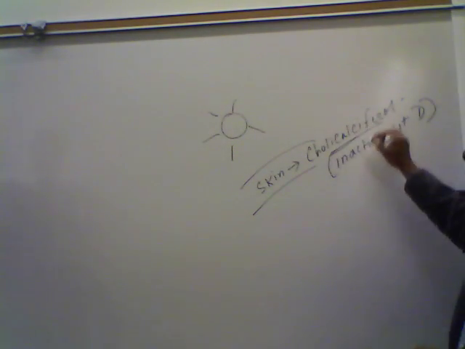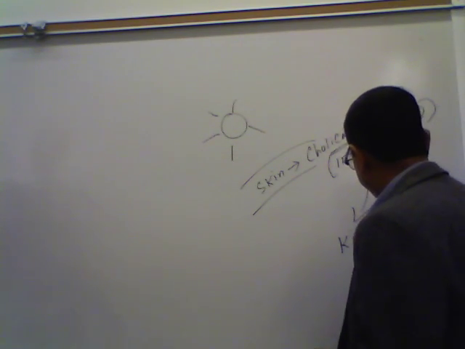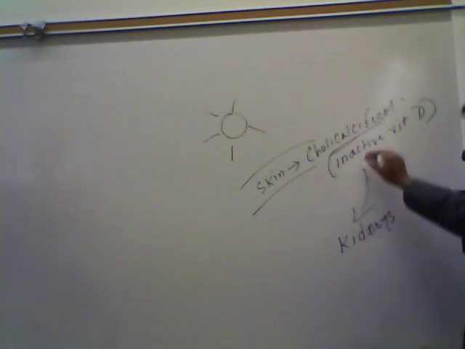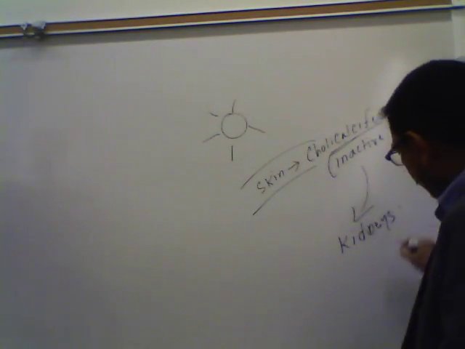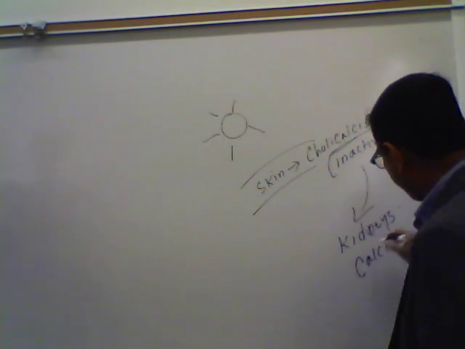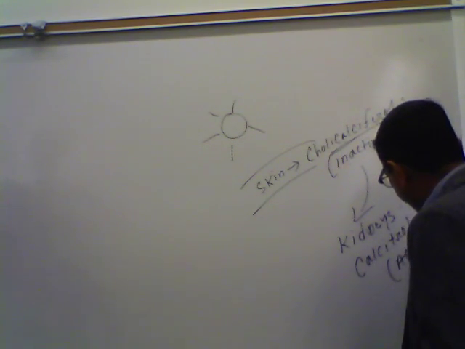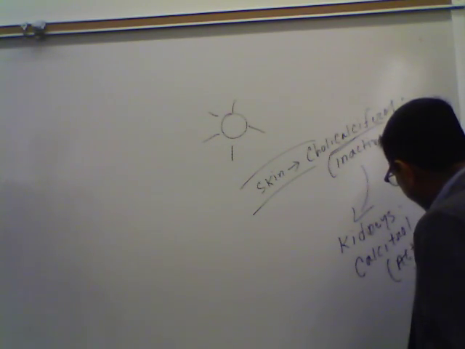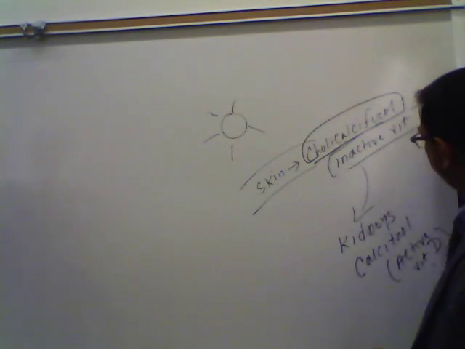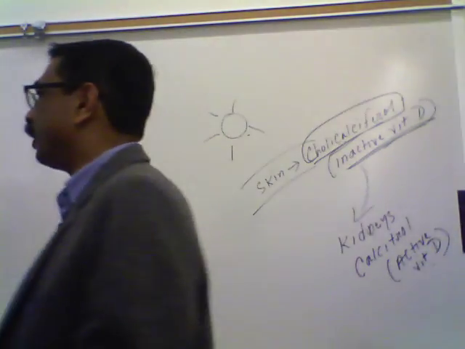Okay, then it goes to the kidneys, and inside the kidney, the cholecalciferol is converted to calcitriol, which is the active form of vitamin D. Calcitriol is the active vitamin D. So you see, skin produces the precursor of vitamin D with the help of sunlight. So this is another important function of your skin.